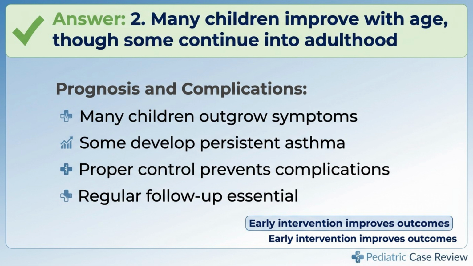Ideally, many children with reactive airway disease will see their symptoms improve or resolve as they grow older. However, some children develop persistent asthma continuing into adulthood. Early intervention and proper symptom control help prevent complications. Regular follow-up allows for treatment adjustments. Factors affecting prognosis include severity, trigger avoidance, and treatment compliance. The overall outlook remains favorable for most children with appropriate management and monitoring.